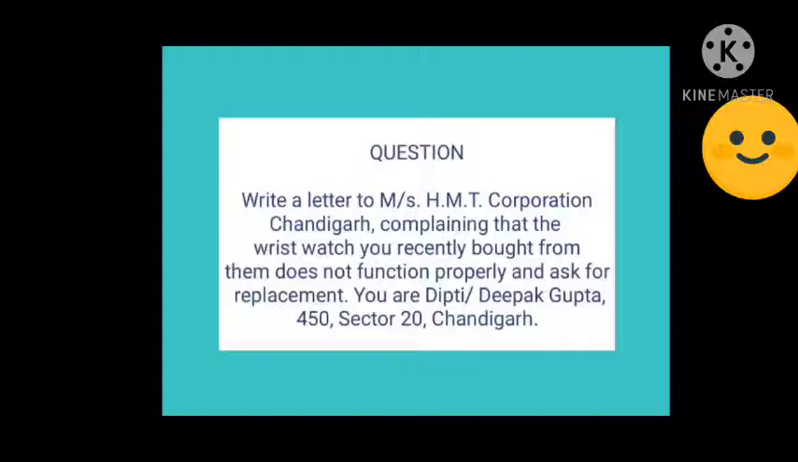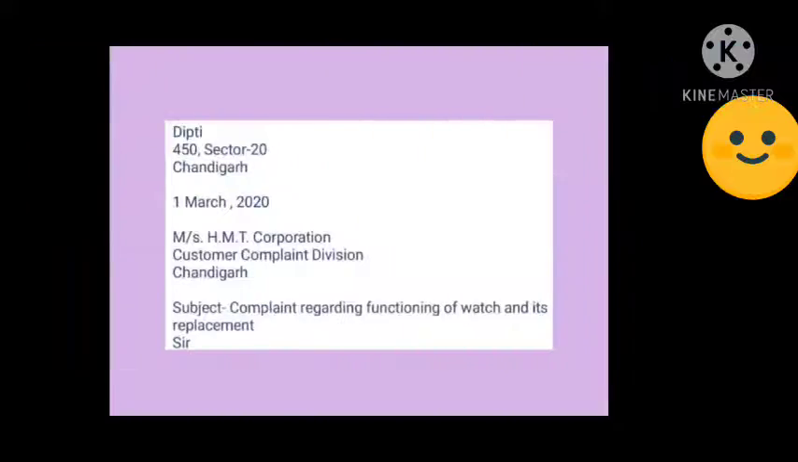You are Deepti or Deepak. Usually 2 names may be given, and according to your gender, you can select one name and write. So what are the names given here? Deepti or Deepak Gupta. And the address is given that you have to mention in the from address, 450 Sector 20, Chandigarh. And you know that you are now well acquainted with the format. And let's begin the letter now.